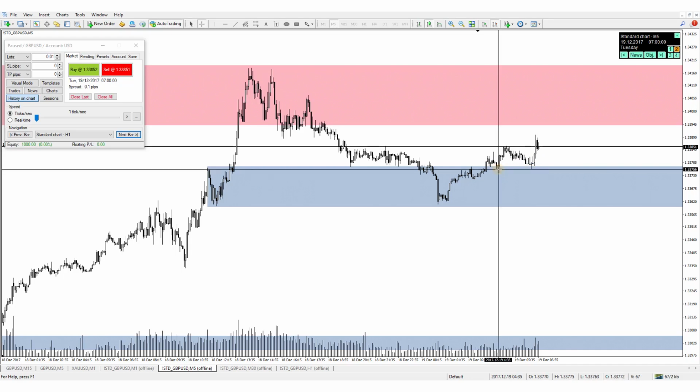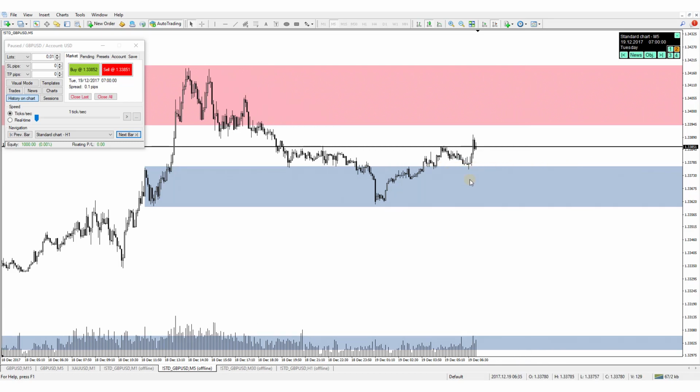Here looks like we have the perfect equal lows as a support, almost on the higher edge of this 1 hour demand. So I want to mark this, like this one.